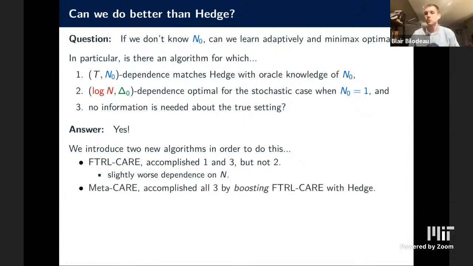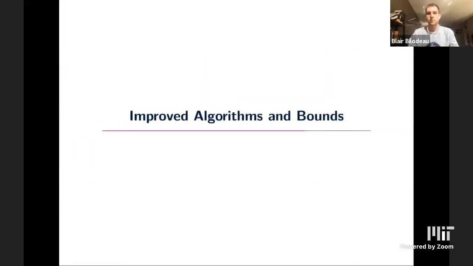And to do so, we introduce MetaCARE, which says take the best parts of FTRL CARE, which is good in all of these spectrums outside of I.I.D., and then use that Hedge is optimal in the stochastic case, and take that best part to merge them together and achieve all three of these desiderata at once. So optimal dependence with no knowledge about which setting you're going to be in. So now let me describe what these improved algorithms actually look like.